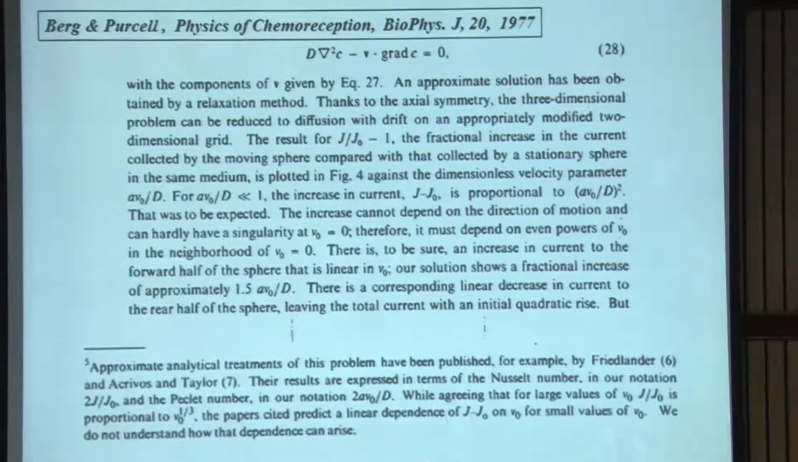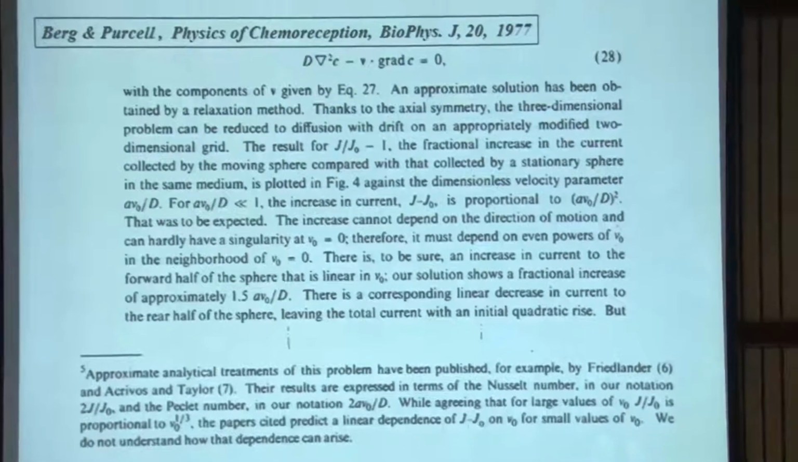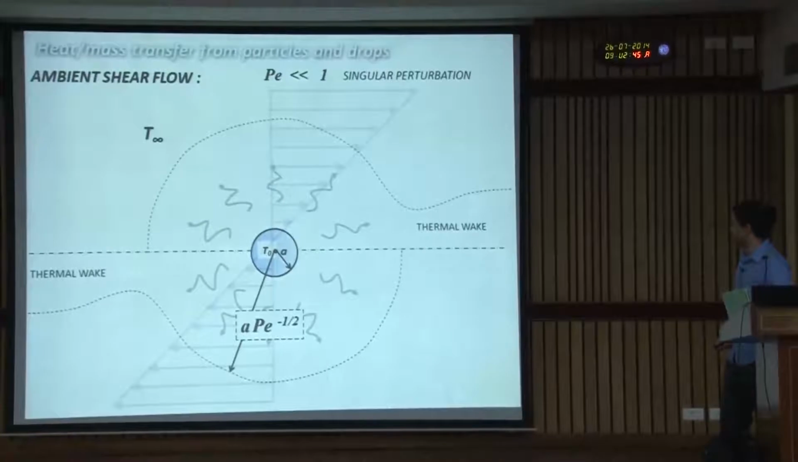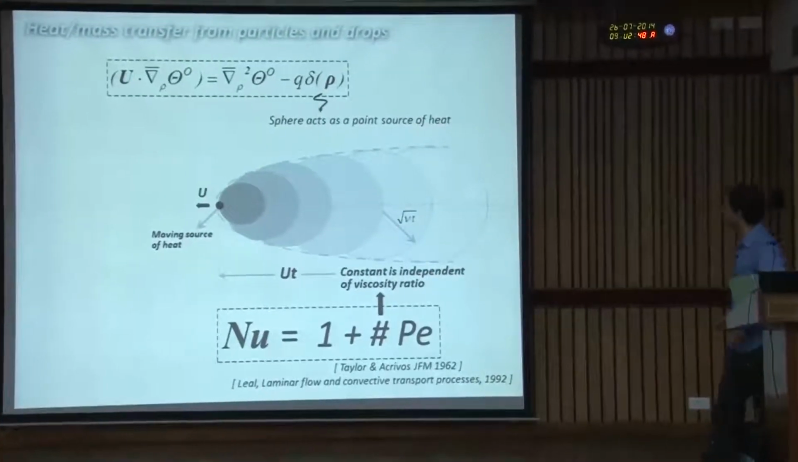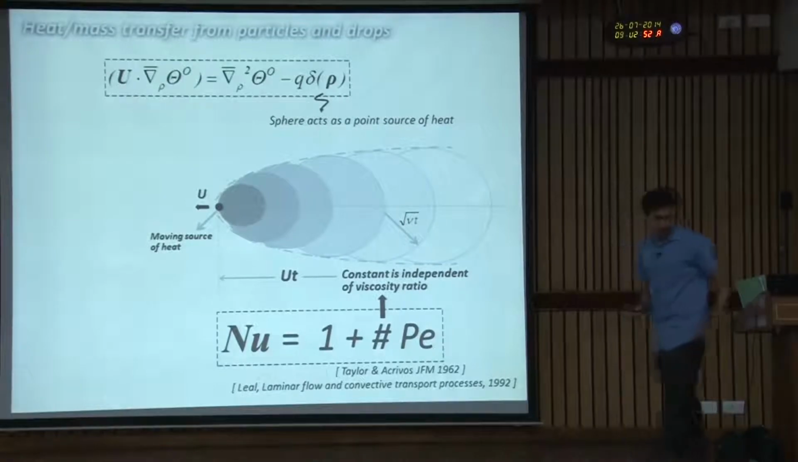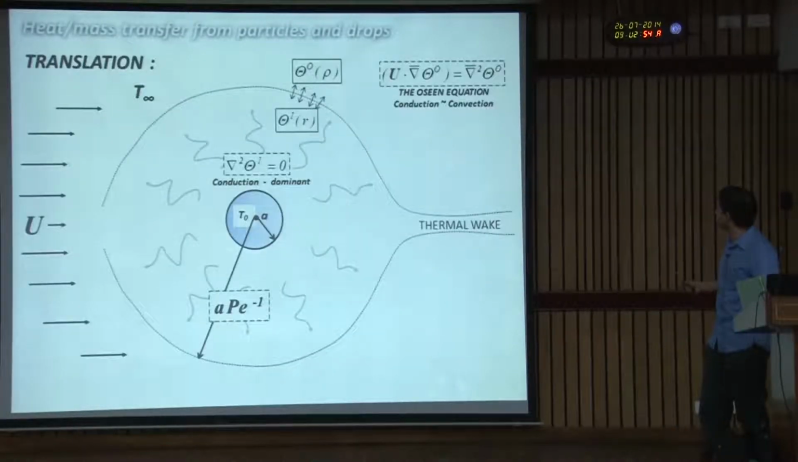Okay, we do not understand how that dependence can arise. Okay, so we're back to the Oseen equation. So I just wanted to talk briefly about this. So this is what I told you. This is the equation in the outer region.